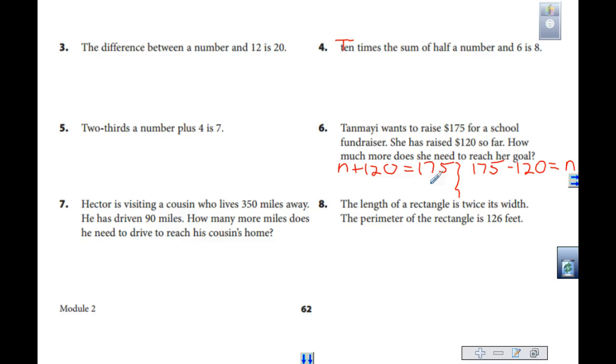It just depends how you think. Some people think, okay, what do I need plus 120 to get 175? Other people will just go, okay, just subtract 175 minus 120, and that gives me the answer, n. Notice how these are both correct because they're both equations, and they both have variables. The second one here is actually the first step. If you solve this and subtract 120 on both sides, that's what the second equation is, but that's fine. Okay? So number 7 is very similar to number 6. Instead of money raised, it's miles driven. So it's very similar. Okay?